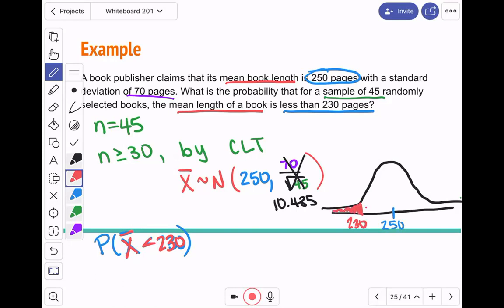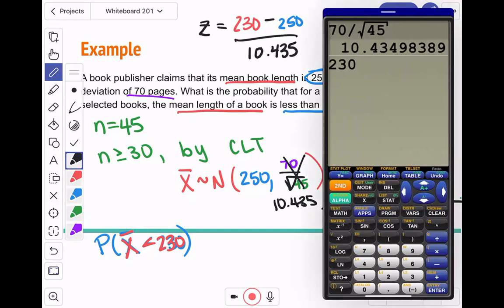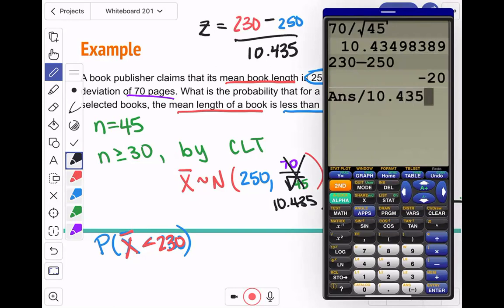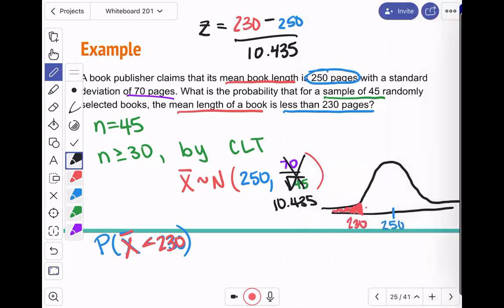Do we remember how to calculate normal probabilities? We can do a z-score. So what is z equal to? Z is equal to the x, 230, minus the mean, which is 250, divided by the standard deviation, which in this case is now 10.435. It's that standard error you just calculated. That's your new standard deviation. We calculate 230 minus 250 divided by 10.435. I get about negative 1.916, I would say negative 1.92.